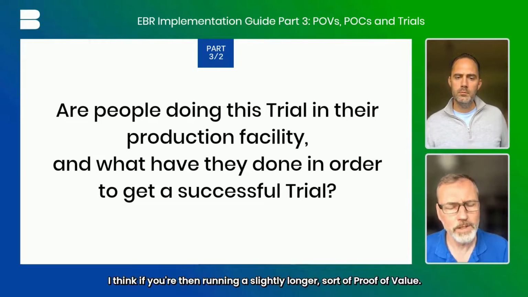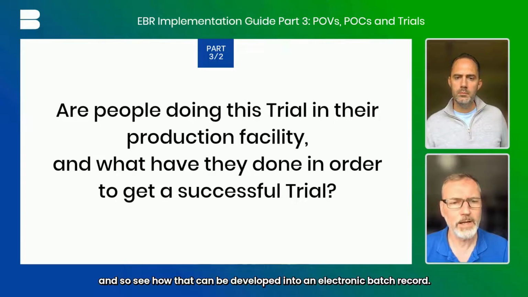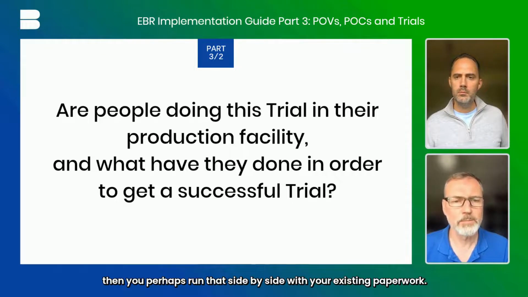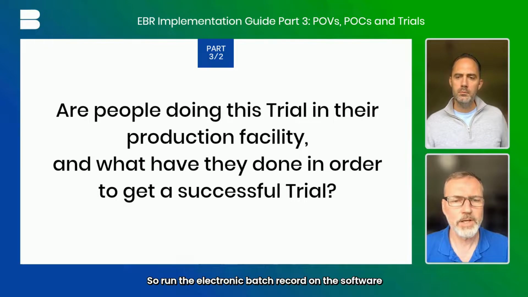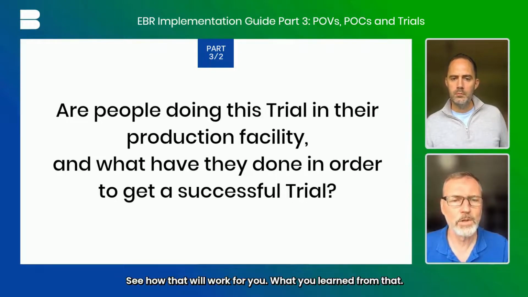I think if you're then running a slightly longer proof of value, then you might want to use your own batch record on the software, and see how that can be developed into an electronic batch record, see what that looks like. And then if you're really wanting to test it out, you perhaps run that side by side with your existing paperwork. So run the electronic batch record on the software alongside filling in a paper batch record and see the comparison, see how that will work for you and what you learn from that.